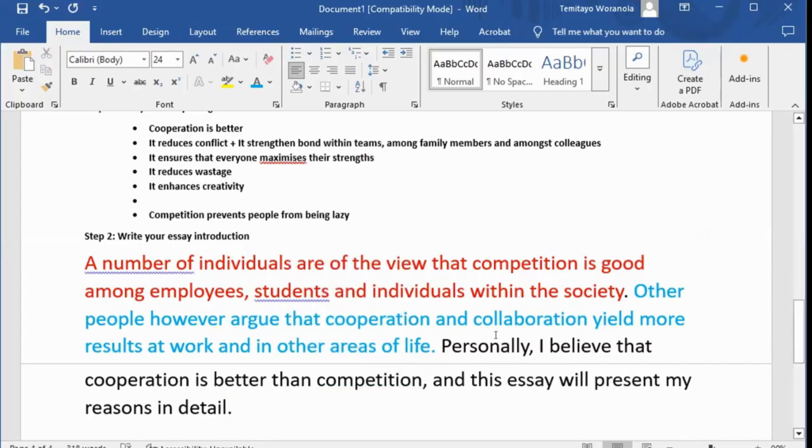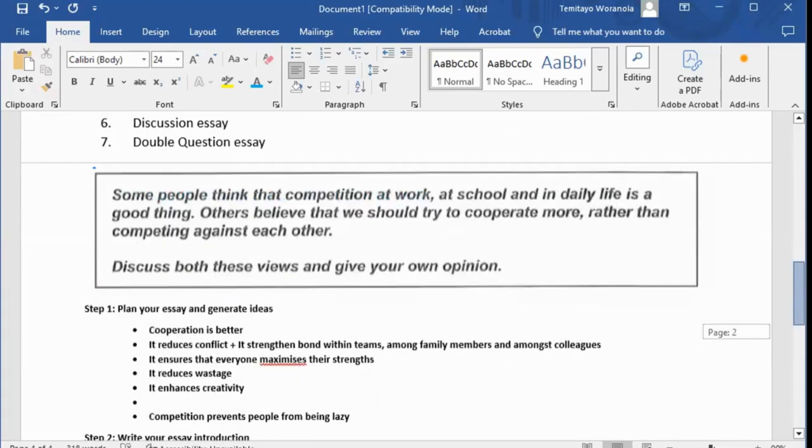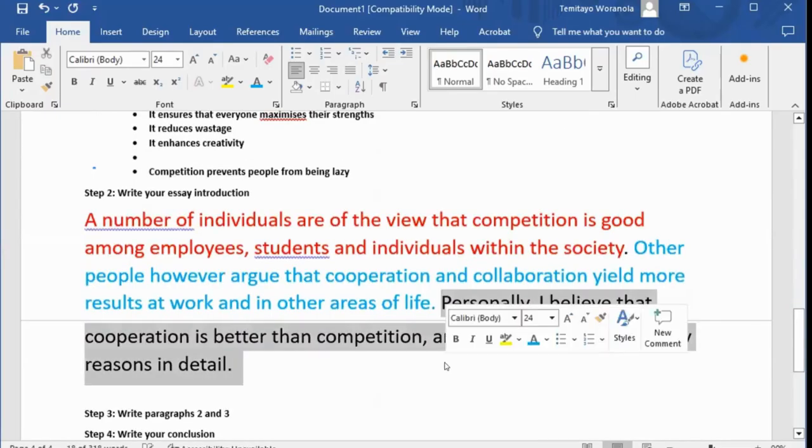Competition. Personally, I believe that cooperation is better than competition, and this essay will present my reasons in detail. Ladies and gentlemen, that is my introduction. Very straightforward. That introduction has paraphrased the question prompt. That introduction contains 3 sentences, and that introduction has a clear thesis. This final sentence is what we call the thesis statement.